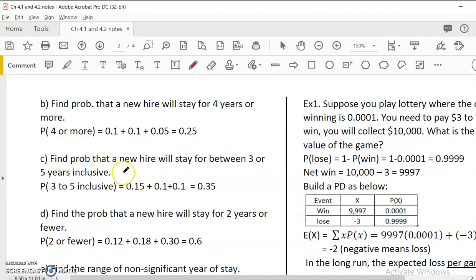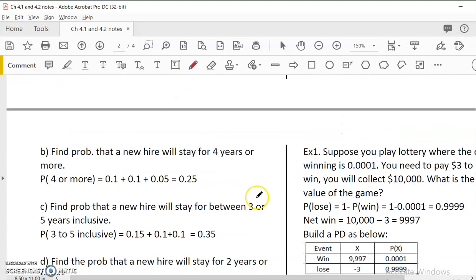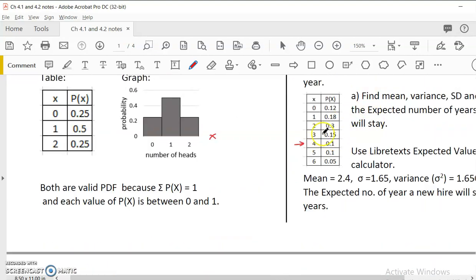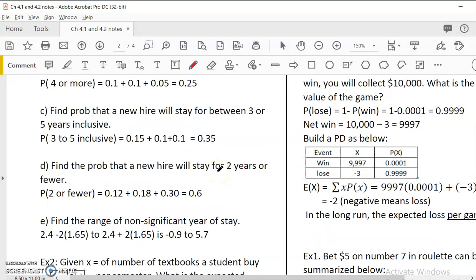C. Find the probability that a new hire will stay for between 3 and 5 years, inclusive. That means 3 to 5 years. Right, 3 to 5. So we just read off 3, 4, 5: 0.15, 0.1, 0.1. Add them, that is 0.35.